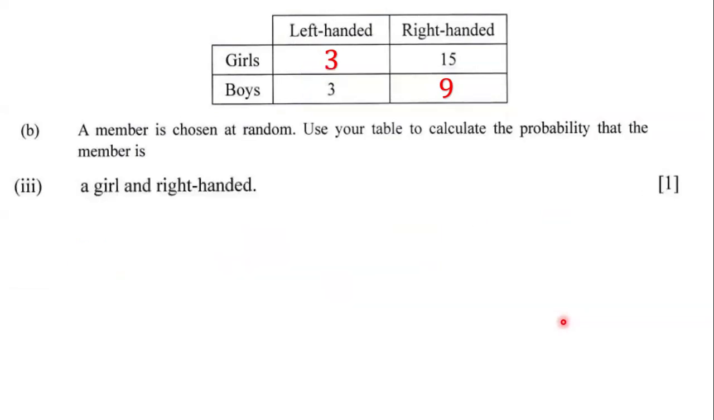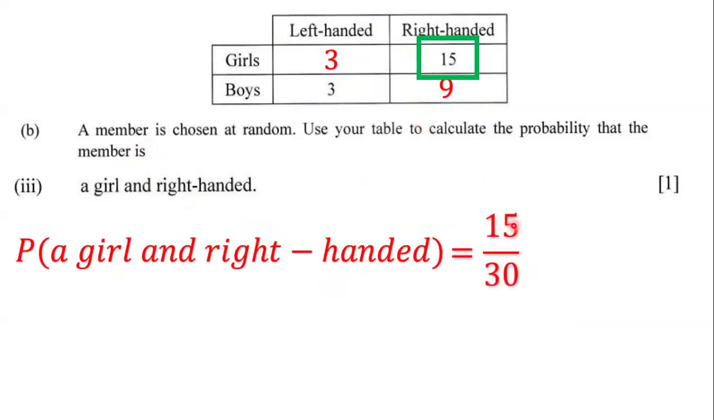Next, we have to figure out what is the probability that the member is a girl and right-handed. And so that means that we're looking at this one, a girl and right-handed. So that's going to be 15. There are 15 girls that are right-handed. So it's going to be 15 over 30. And then when we divide both top and bottom by 15, we get 1 over 2. That's the probability of a girl and right-handed.